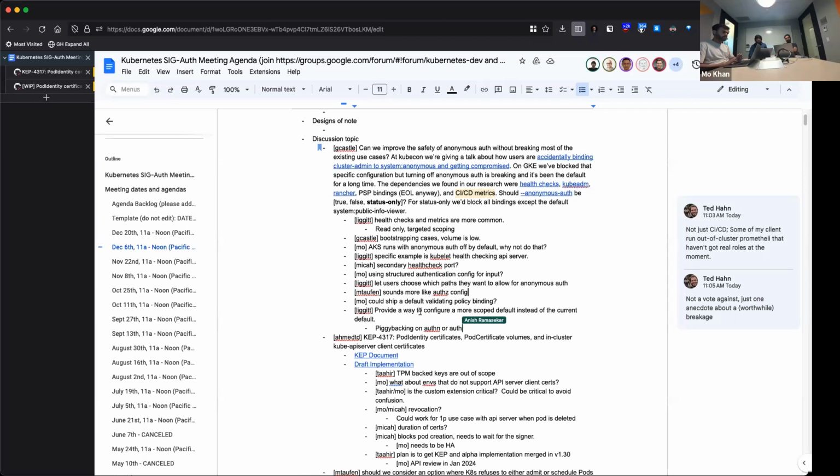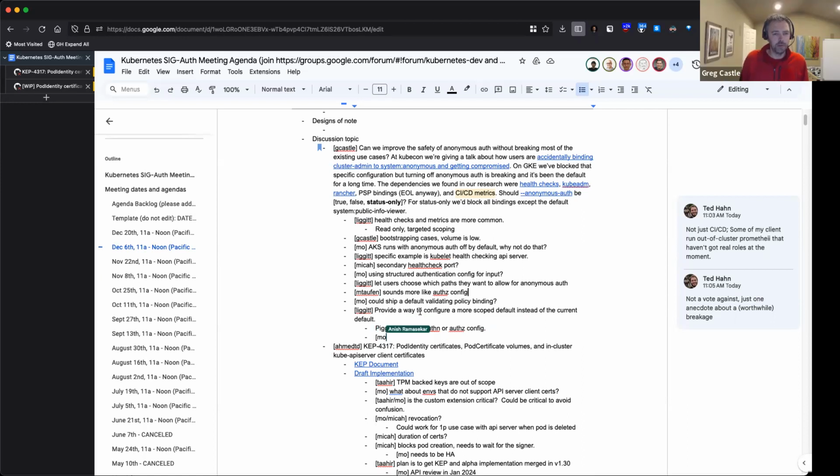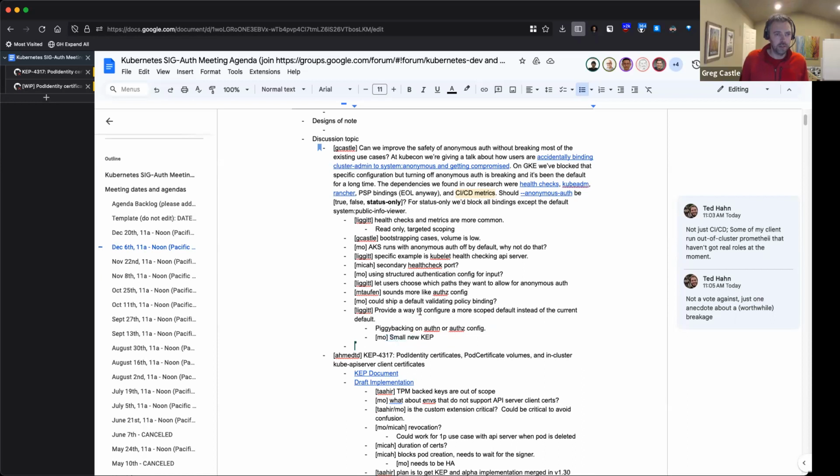When you say piggybacking, are you saying just extend the existing KEP? Not necessarily, but like a follow up to that. Okay. So it would be, yeah, probably a small new KEP, I think, right? Yeah. Okay. All right. I will see if I can find someone who wants to do that.